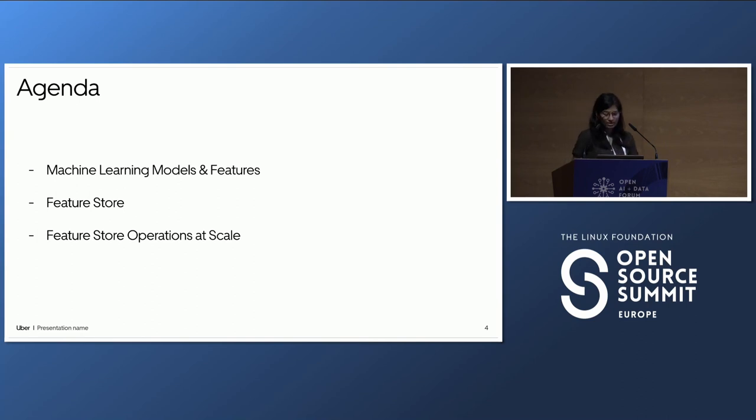We'll be learning what machine learning is, what a feature is, how the features get generated, how we store them, how we share them across different models, and some feature store operations like offline serving, online serving, model training, feature transformations. We'll go into the details of all of these.